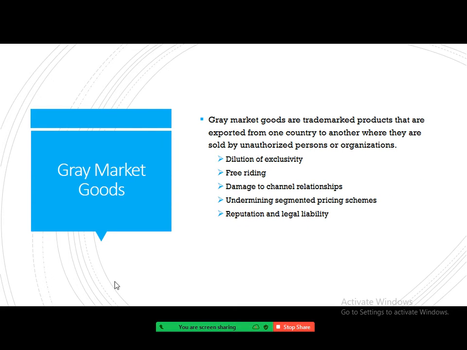Now we'll talk about gray market goods. Gray market goods are trademarked products that are exported from one country to another country where they are sold by unauthorized persons or unauthorized organizations. This is called the gray market.